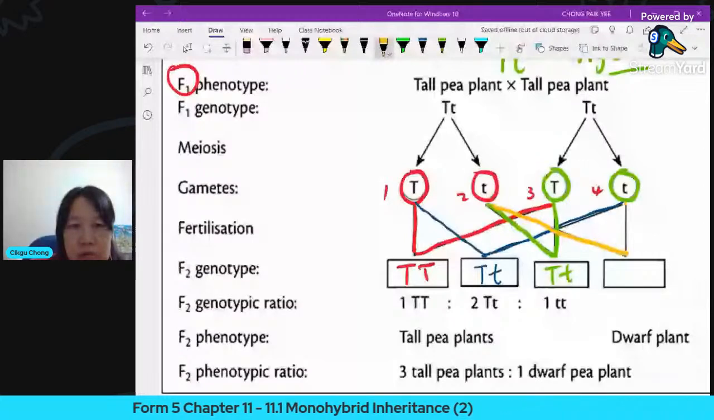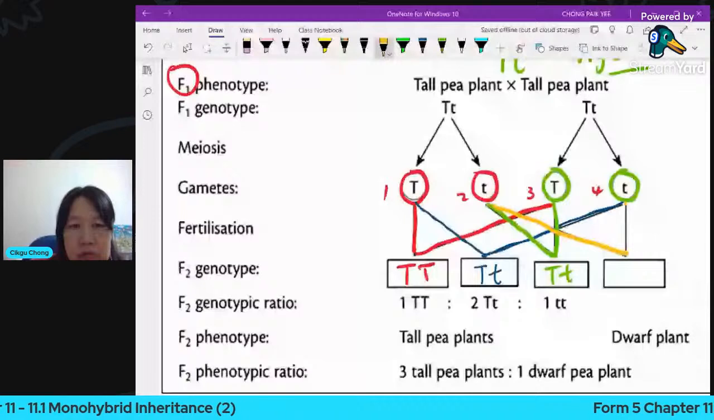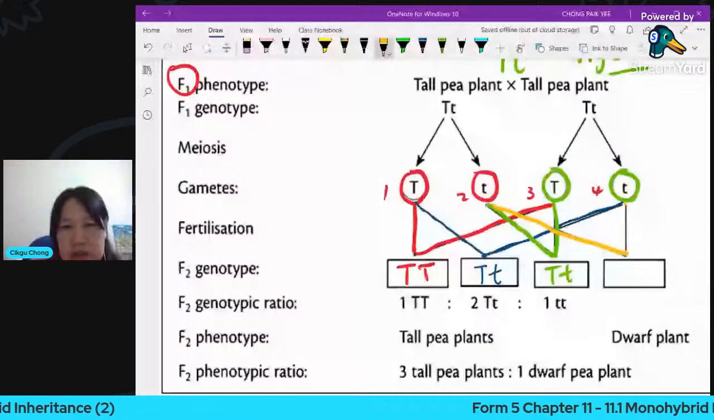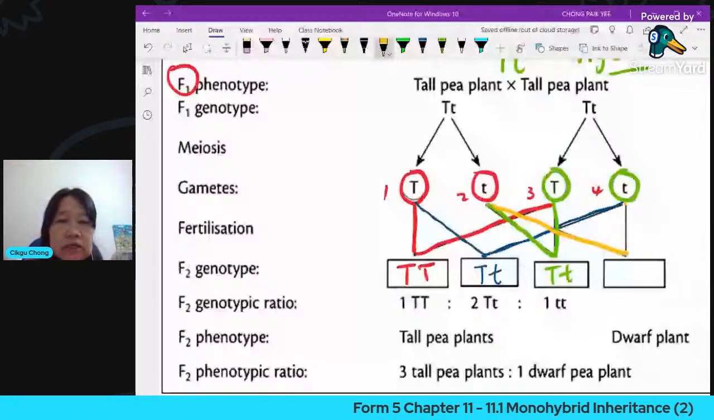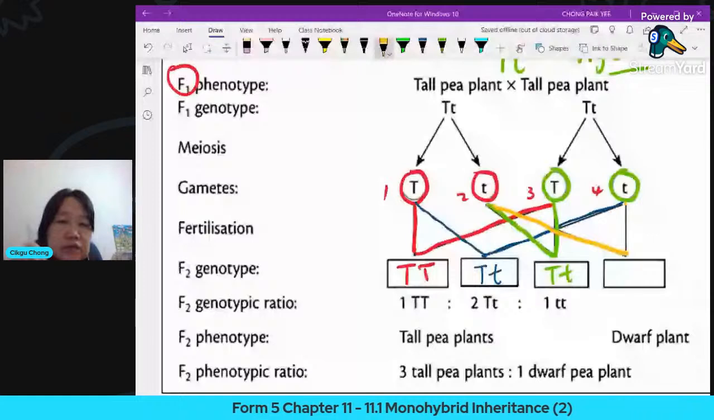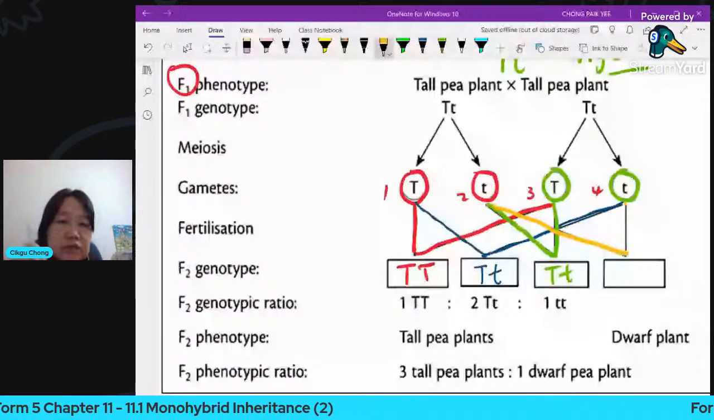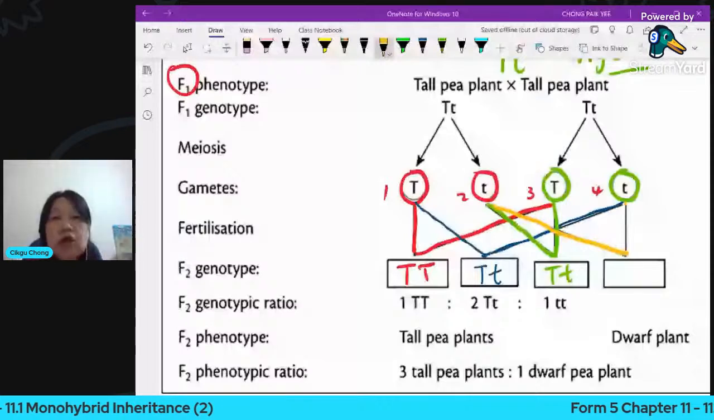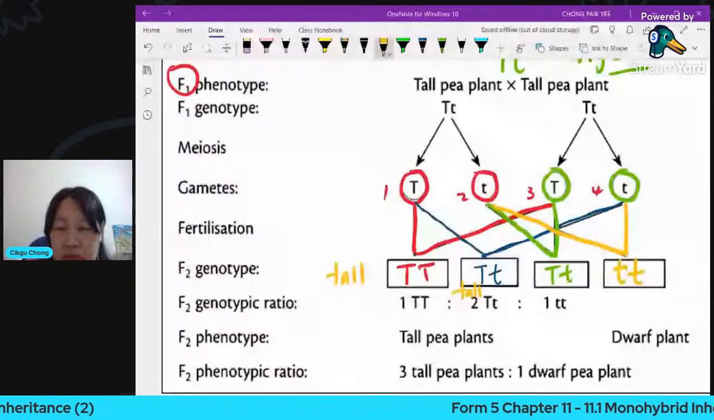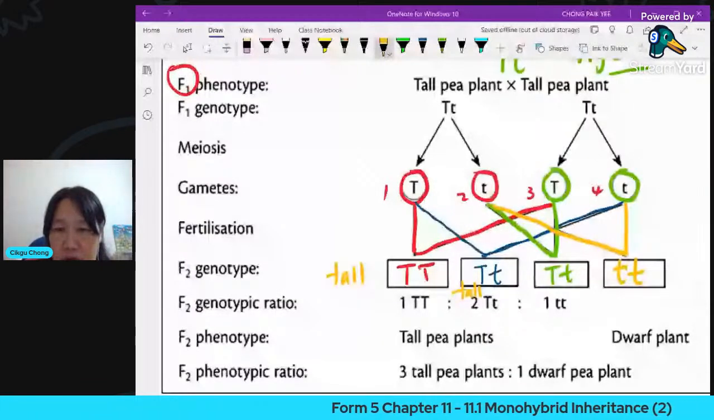Capital T, small t is also tall because I mentioned capital T is dominant. It doesn't matter if you have the small, short one, the recessive allele. As long as you have one dominant, it will show already. It will show the tallness. So the second one here, the third one here, is also tall, because this is capital T, small t.